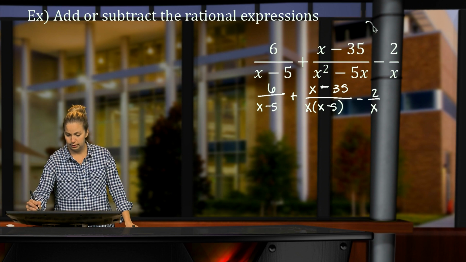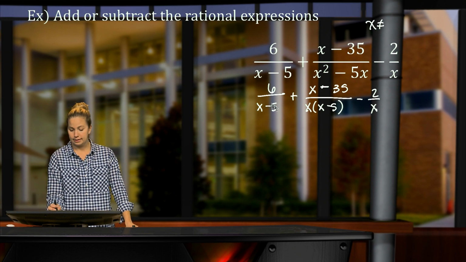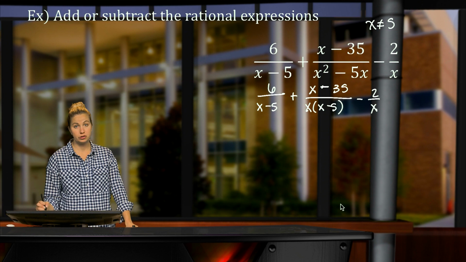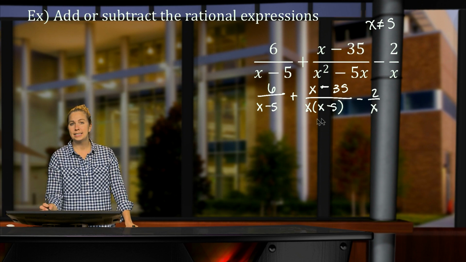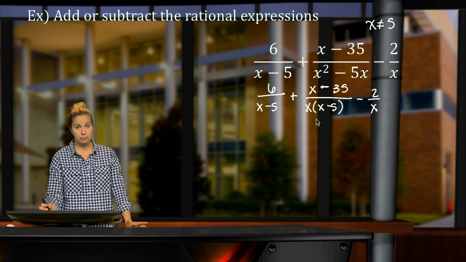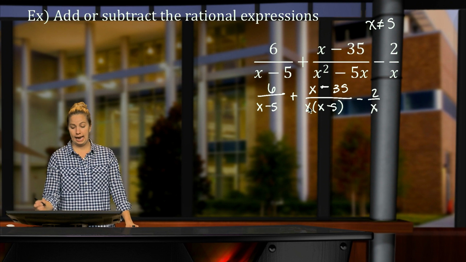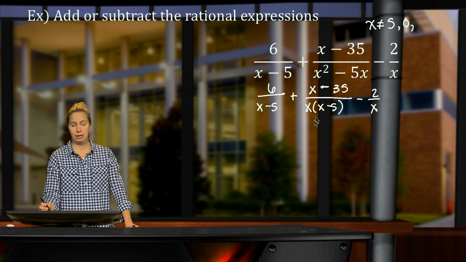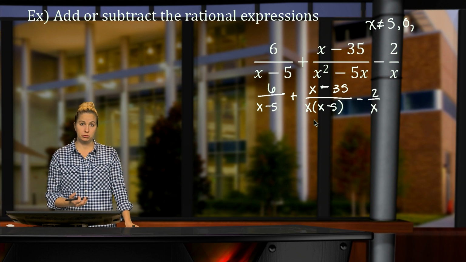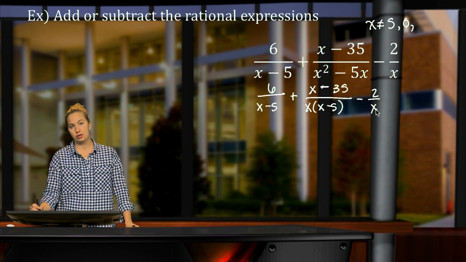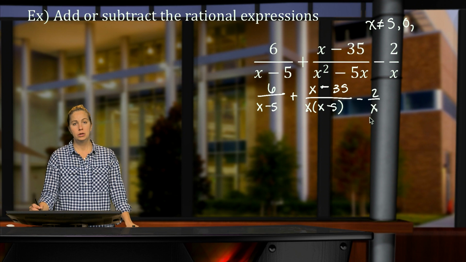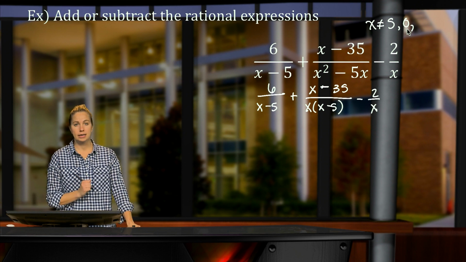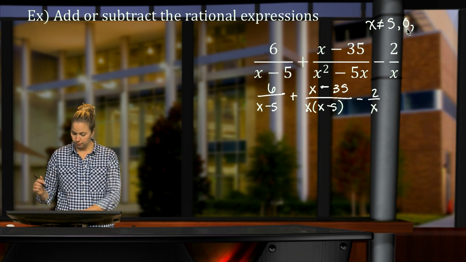Our restrictions: x cannot equal positive 5 from the first denominator. In the second denominator, we have 2 factors, so we have to think about both of them. The first one is x, so we have a restriction of 0. And then we have positive 5 again, which we don't need to restate. And in our third fraction, if x equals 0, that's undefined, we already have that restriction stated.